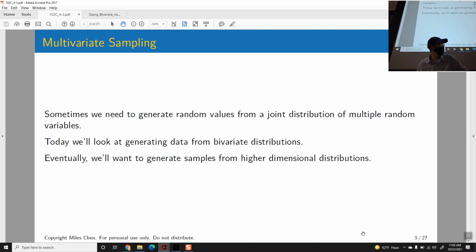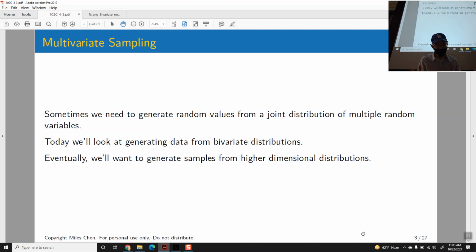Now, a multivariate distribution is distinct from just generating samples from, say, 2 univariate distributions, right? If you have multiple variables, but they're all independent of each other, you can just generate them independently. Variable 1, we generate a sample for that. Variable 2, we generate a sample for that. Variable 3 follows this distribution, generate a sample for that. You'll have 3 different variables, all independent of each other, and you can just generate them independently as univariate distributions. That's not what we're going to look at today.